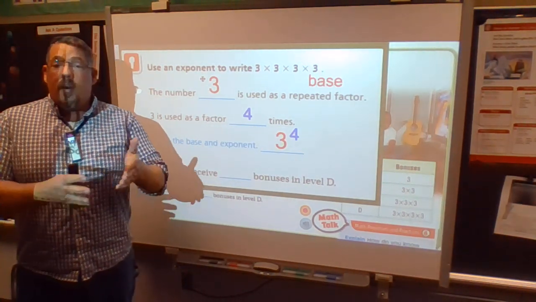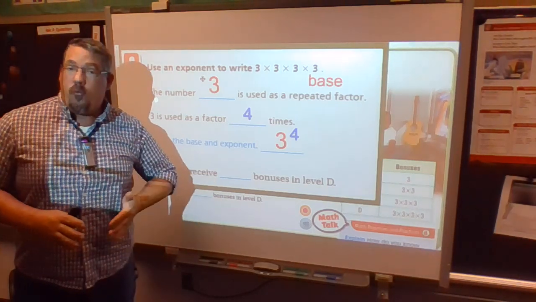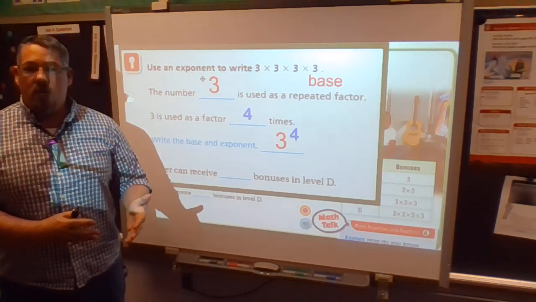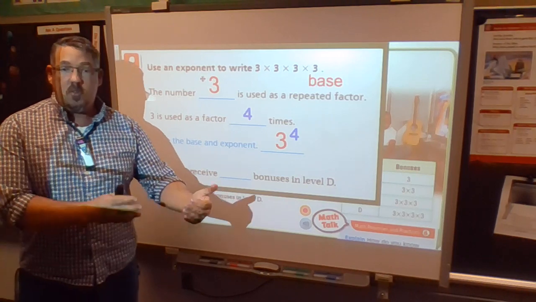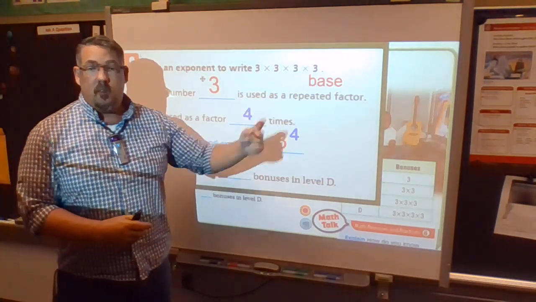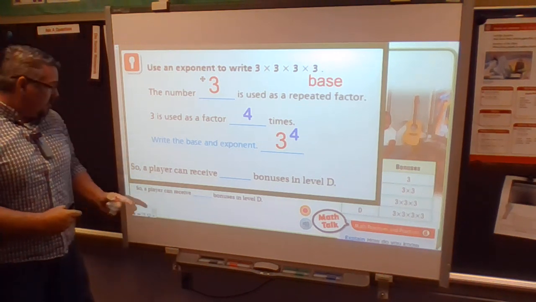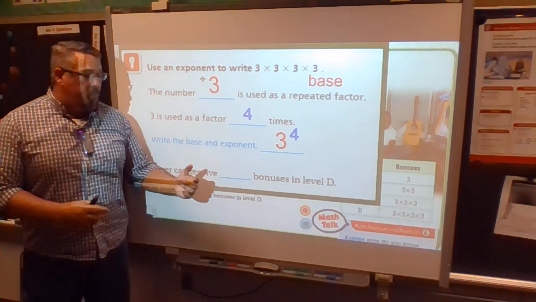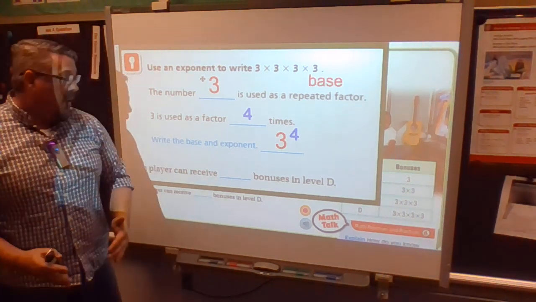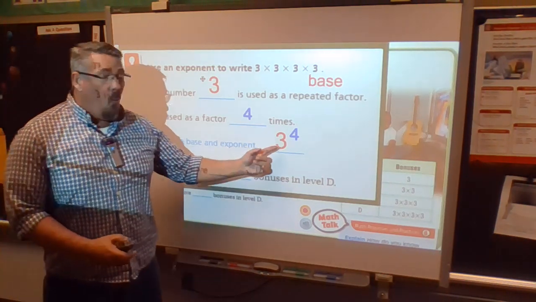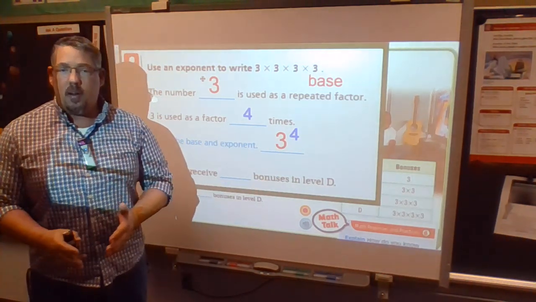A base of 3 and an exponent of 4 tells me that if I want to solve for it, I'm going to take 3 times 3 times 3 times 3, which is that. If they continue on with the information, it says, "So a player can receive blank bonuses in level D." Well, what does that equal mathematically?